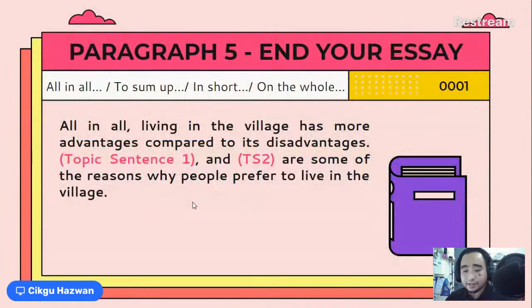Okay. And at the end, this is the concluding paragraph. All in all, living in a village has more advantages compared to its disadvantages. And then you include topic sentence 1 and topic sentence 2 are some of the reasons why people prefer to live in the village or city. Mana-mana. Okay. As I mentioned just now, what is topic sentence? The first sentence that you use to introduce your point.